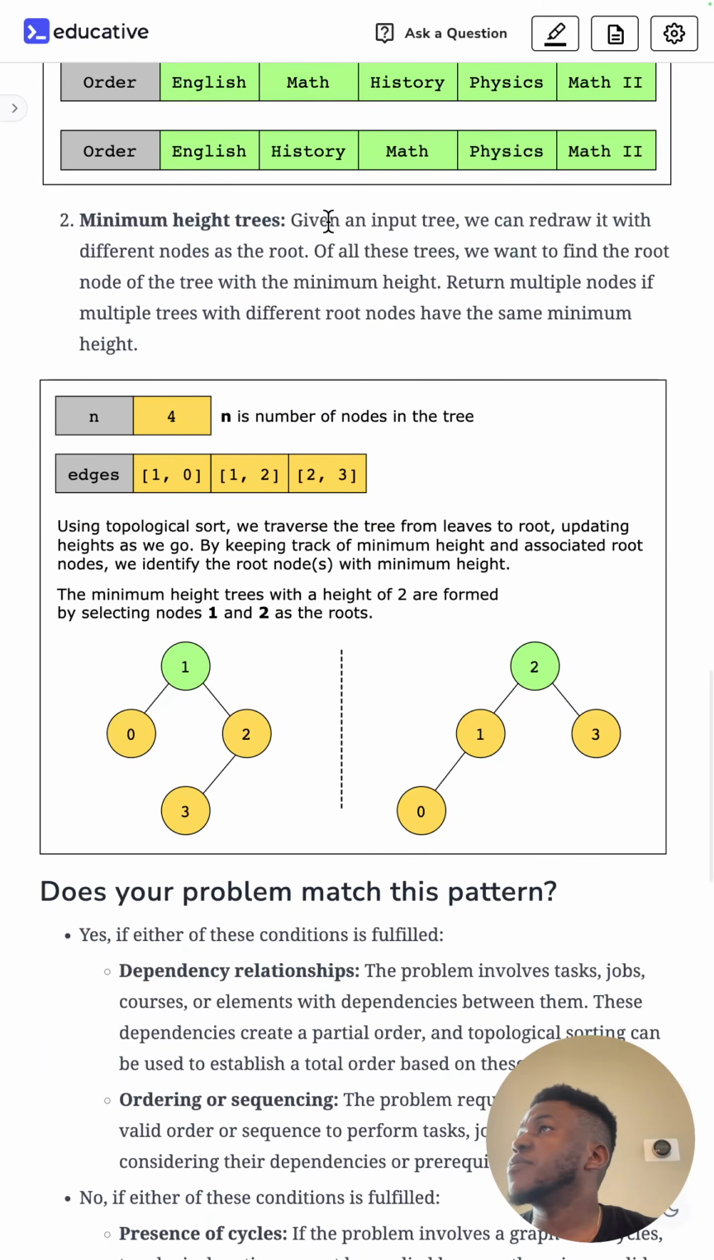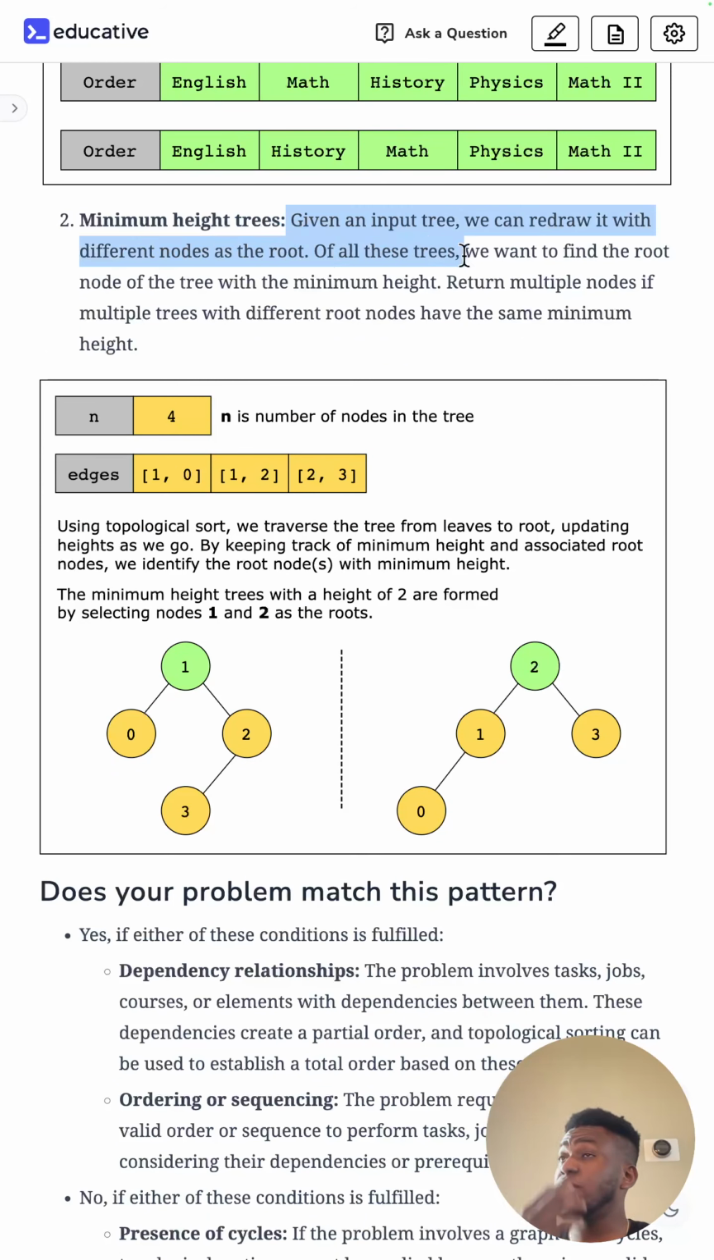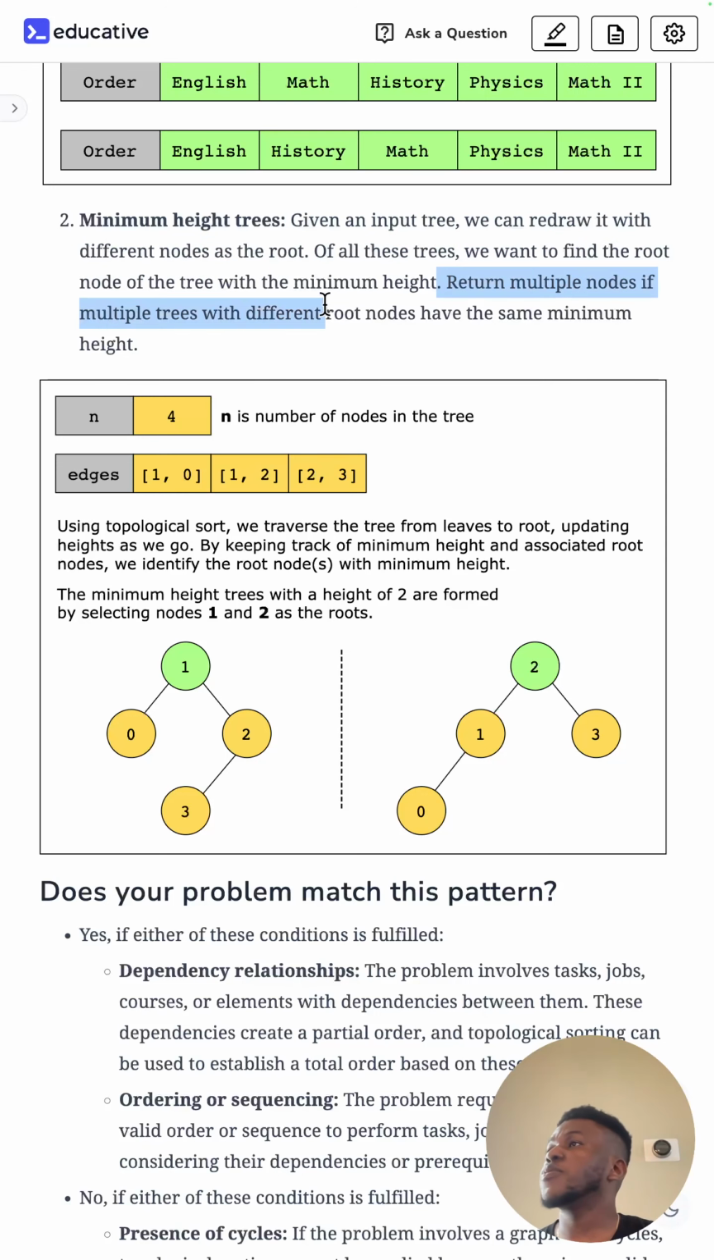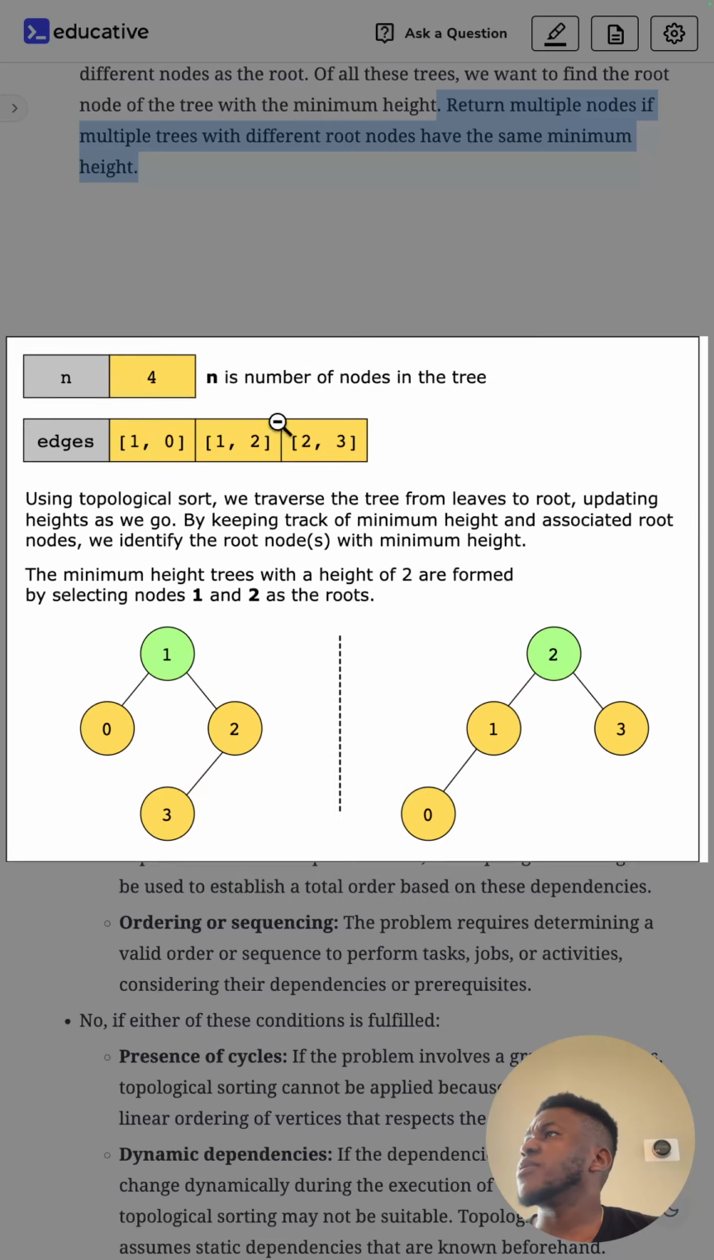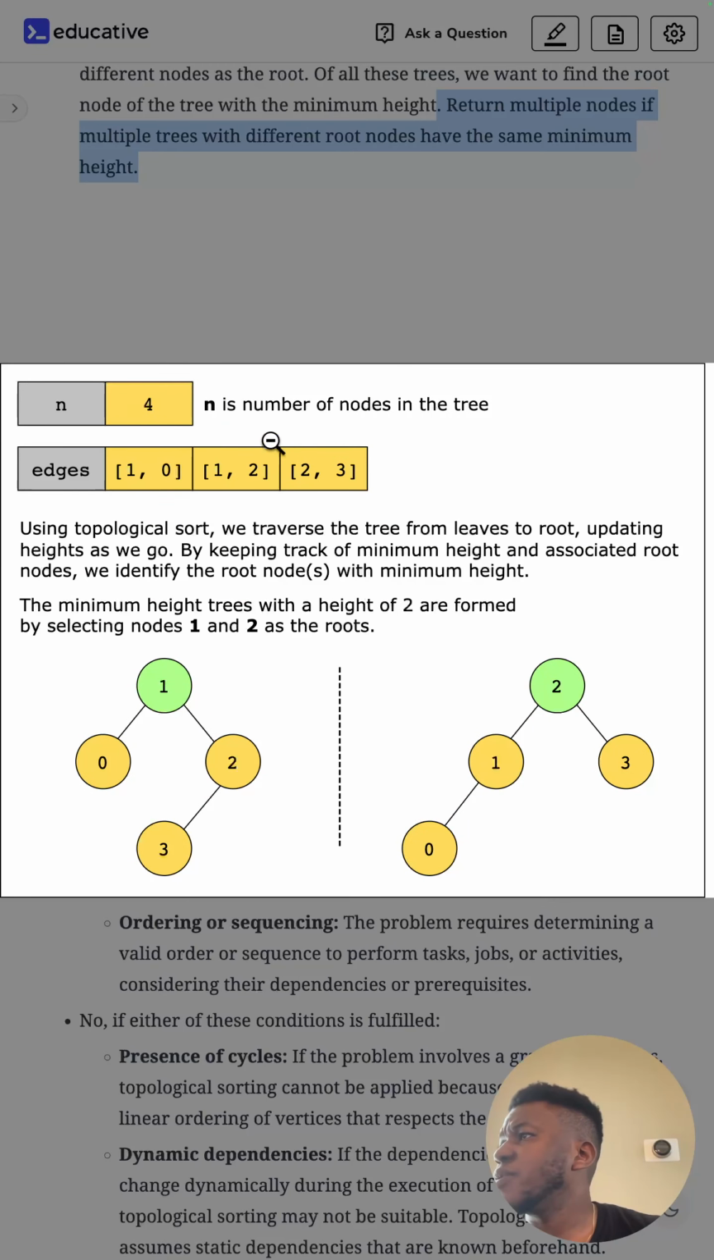And then minimum height of a tree. Given an input tree, we can redraw it with different nodes at the root. Of all the trees, we want to find the root node of the tree with the minimal height. So return multiple nodes if multiple trees with different root nodes have the same minimum height. Lots of words there, but here n is the number of nodes. These are the connections. So keeping track of the minimum height and associated root, the minimum height has a height of 2, formed by selecting 1 and 2 as a root.